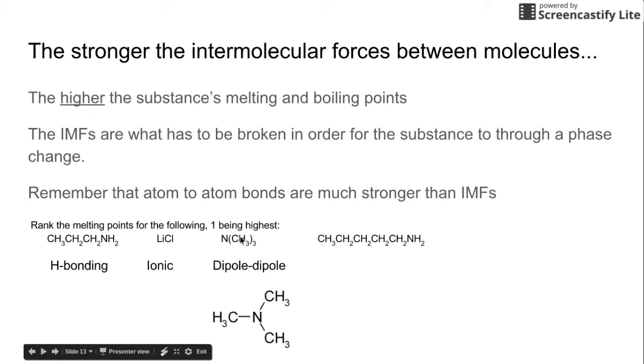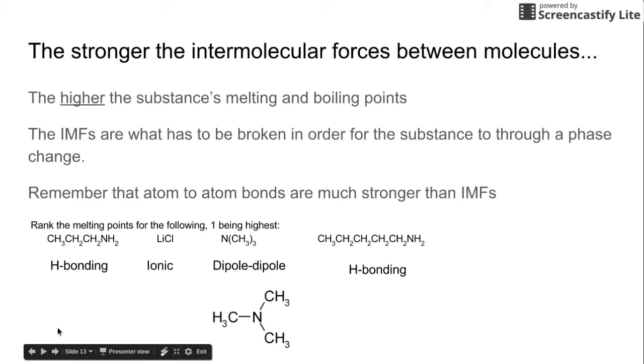The next one is going to end up being dipole-dipole. The compound would look like this if you were to draw it out. And so we have nitrogen bonded to carbons in three different directions here. So this is going to be a polar type molecule. There's an unshared pair on the molecule as well. So you are going to have a non-symmetrical molecule, which will result in a polar molecule, which will have dipole-dipole interactions with other molecules of the same type. This next one, we have another amine, and so we're going to have hydrogen bonding again.